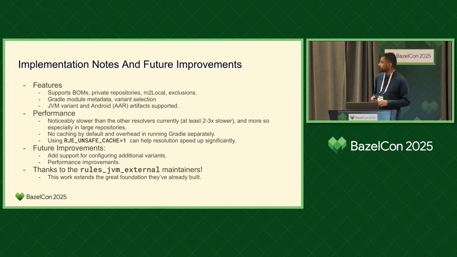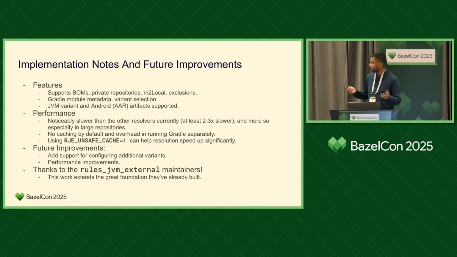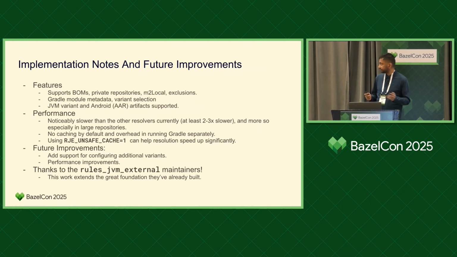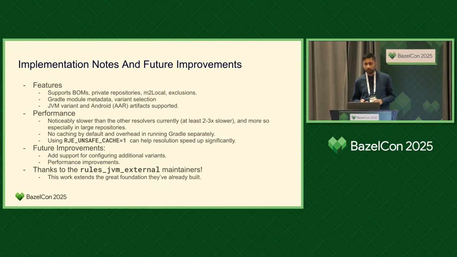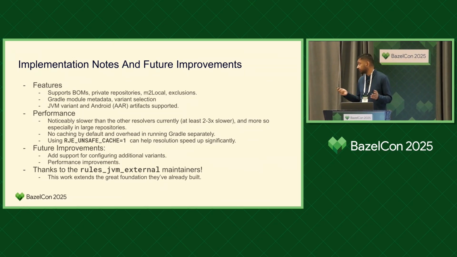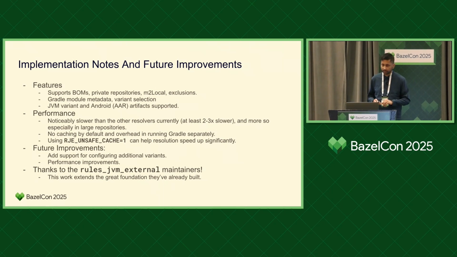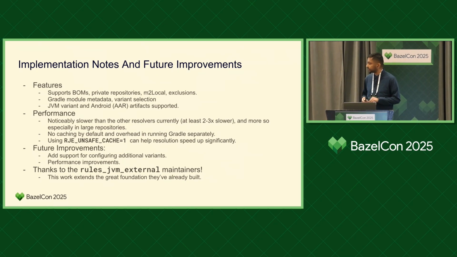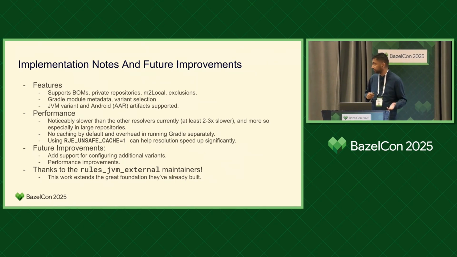And finally, before I end, a few notes. On paper, it has feature parity with the existing resolvers. It's not yet as battle tested. It supports the JVM variant and Android artifacts. A caveat on the performance: it's significantly slower in its current state than the other resolvers, especially in larger repositories. This is because we don't use any Gradle caching by default. There are a few PRs in the works to improve this. Additionally, you can turn on an environment variable to let Gradle use the cache on your system, which can significantly help.